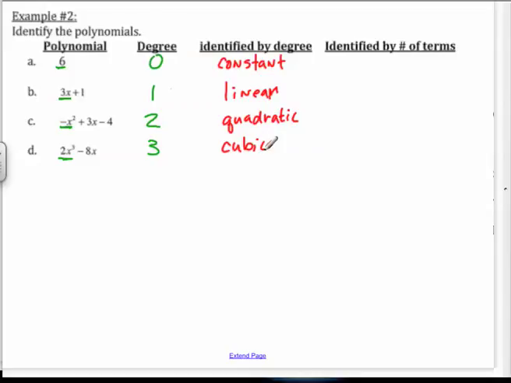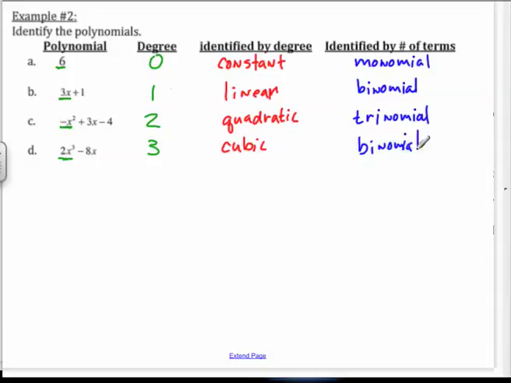Now guys, the last thing here, identifying a polynomial by its terms, not by its degree. This one has one term, so it's a monomial. Mono meaning 1. Okay? 2 terms in the next one, so that one's going to be a binomial. Okay. C has 3 terms, so it's going to be a trinomial. And then the last one has 2 terms, so it's a binomial. Okay. So we see that we can actually classify these polynomials either by their degree or by their number of terms. Okay.